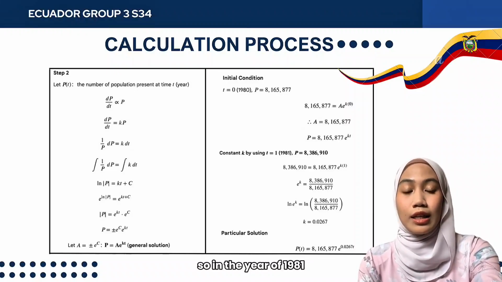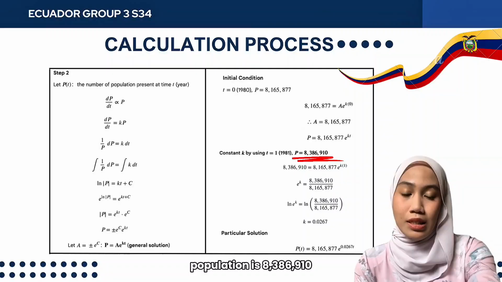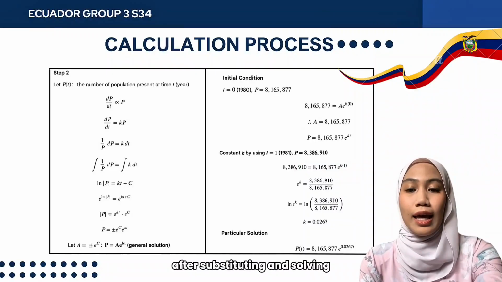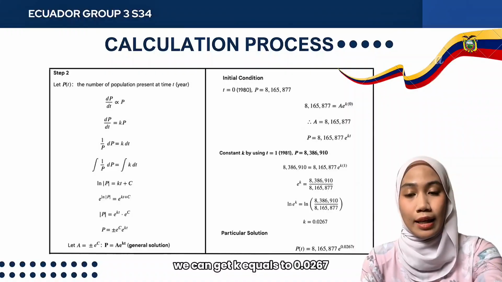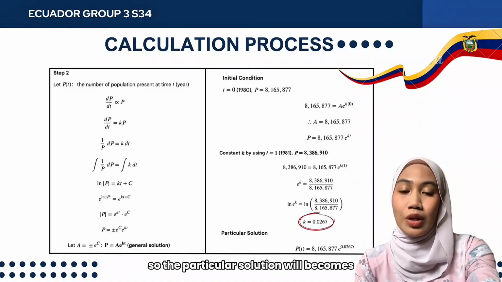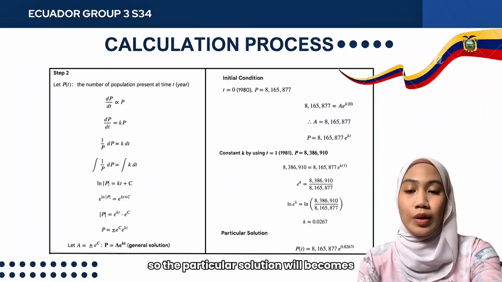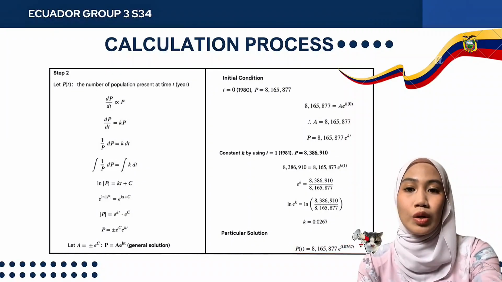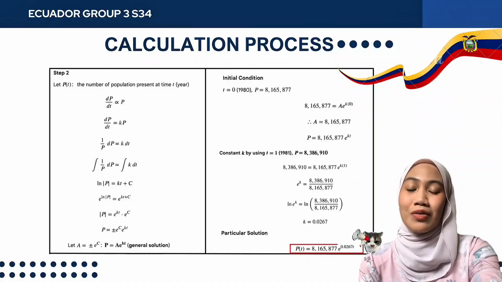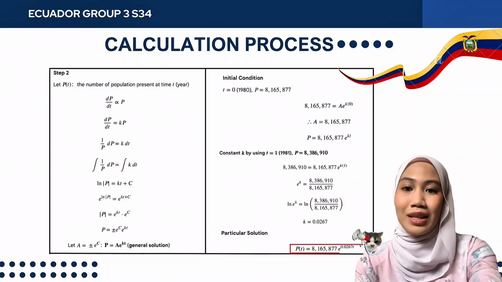In the year 1981, the population is 8,386,910. After substituting and solving, we can get k = 0.0267. So, the particular solution will become P(t) = 8,165,877 e^(0.0267t).